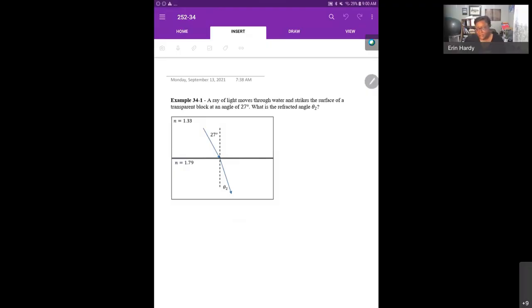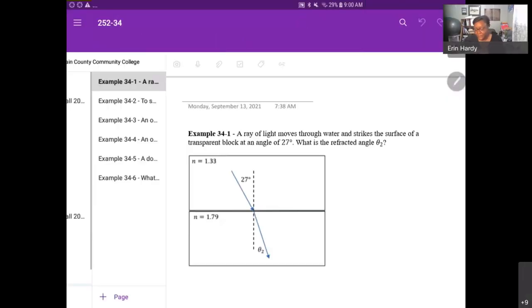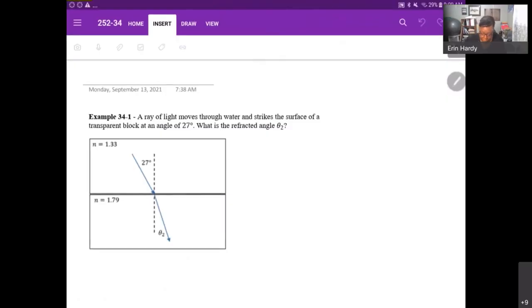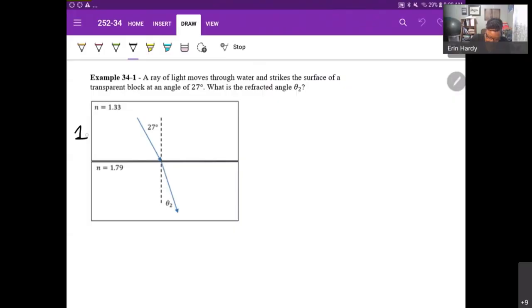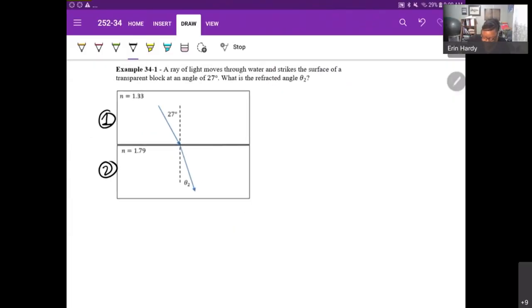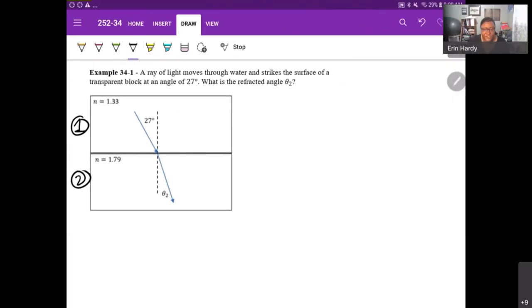So here is our scenario. We want to use the law of refraction, or Snell's law. Those are different names for the same thing. We know that the index of refraction for material 1 is 1.33. So I'm going to reiterate here that this is going to be material 1. The other side is going to be material 2. We want the refracted angle. So this is kind of the longest possible version of a single interface Snell's law problem.